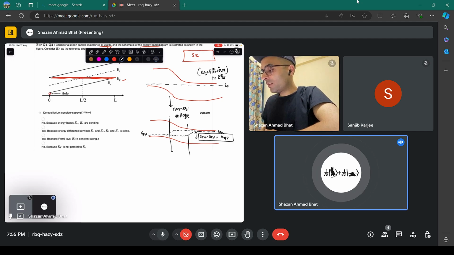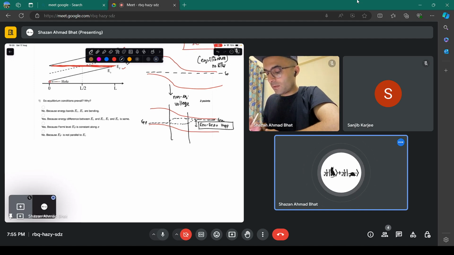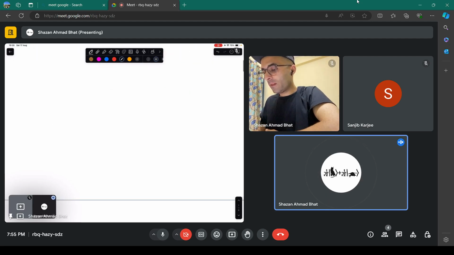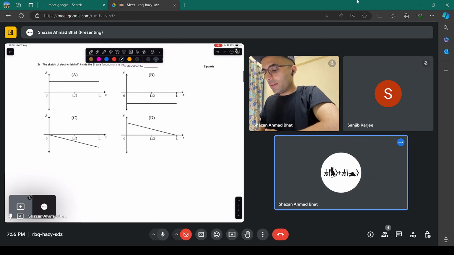So this is a highly non-equilibrium situation. But in this case, what they are showing is an equilibrium situation, because the Fermi level is constant along x. So this is the answer to this question. Simple as that. Now moving on to the other part.